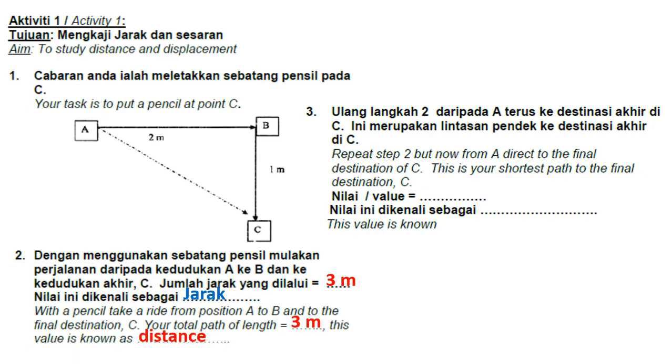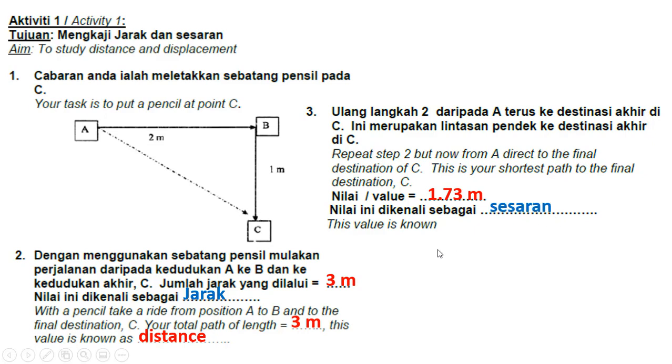Now repeat procedure 2. Okay. We move from A, but this time we go straight to C without going to B. So from A to C, what is the value? We use the Pythagoras theorem. Square root of 2 square plus 1 square is 3 square, is it? So square root of 3. Right, so you get 1.73 and this value is known as sasaran, or in English is displacement.